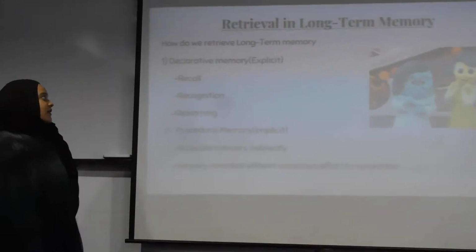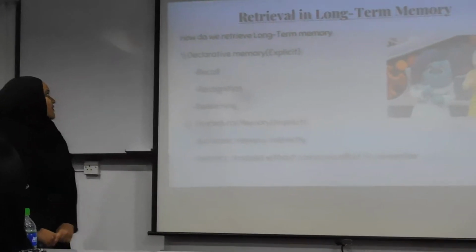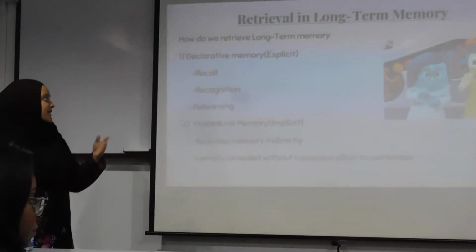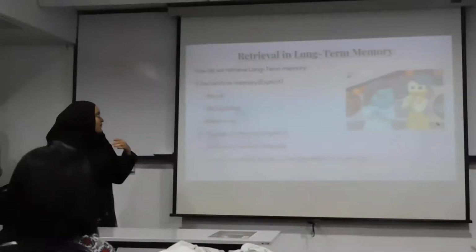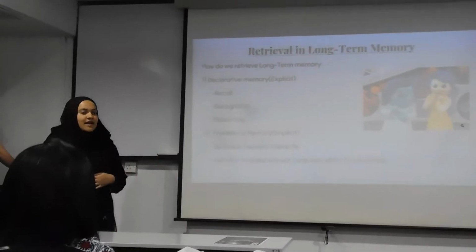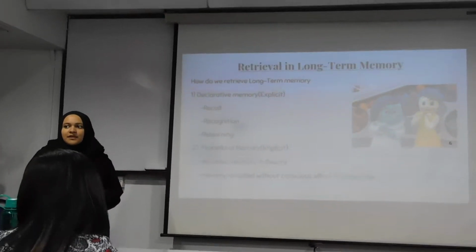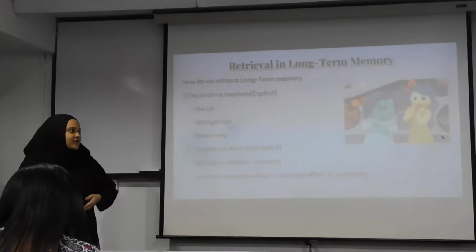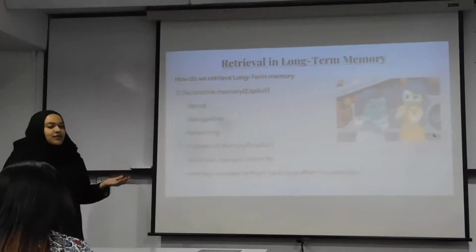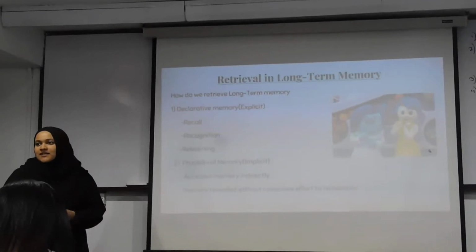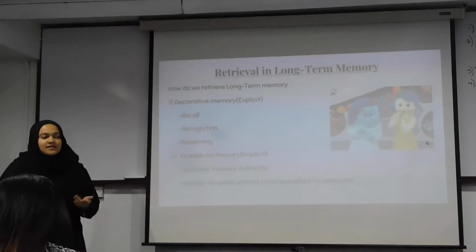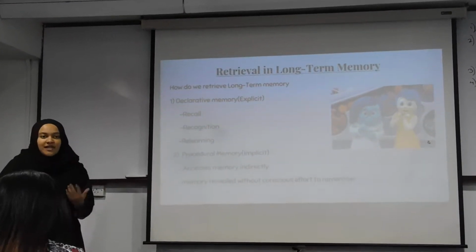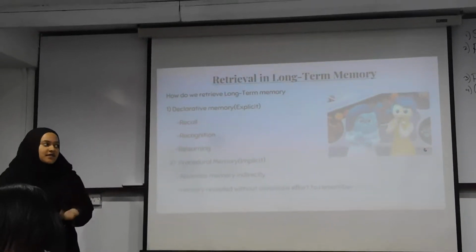Okay, I'll be talking about the retrieval in long-term memory. So how do we retrieve our long-term memory? Like you guys know, there are two types of memory, which are explicit memory and implicit memory. The first one is declarative memory. Declarative memory is, for example, after you wake up, you know that you have to go to the bathroom, you have to brush your teeth and all. So first of all, you can recall. Recall is when you do not receive any retrieval cues, such as you do not have any information about what that object or person is until you encounter them themselves.